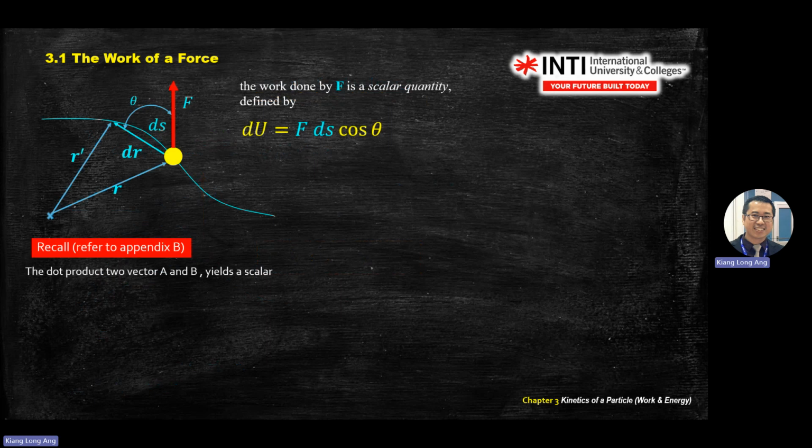All right. Now again, there is an appendix in your Canvas, Appendix B. Go and download and read the appendix. It's about vector dot product, how to do dot products in the vector.